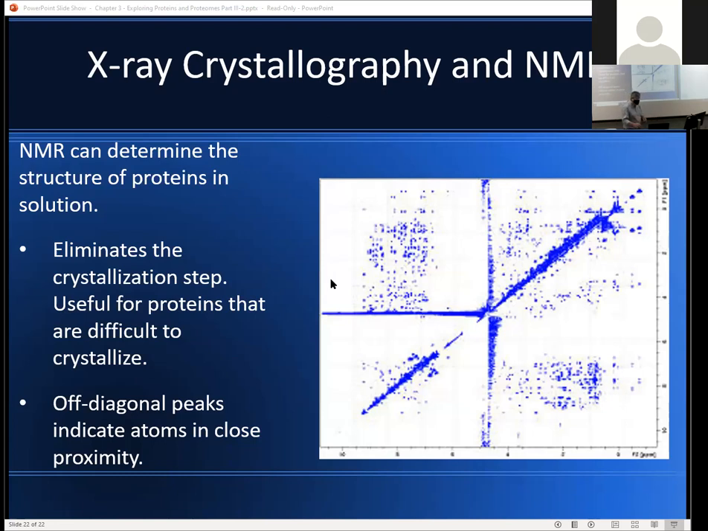So we can do NMR, and in NMR, we're going to get this diagonal, and off-diagonal peaks indicate atoms in close proximity. All right, now, don't ask me to analyze this. NMR has always been like black magic to me. I don't know how people can actually analyze these and solve a protein structure, but the important things are these peaks that we see off diagonal, and again, they indicate atoms in close proximity. So somehow people can use this data to generate protein models.